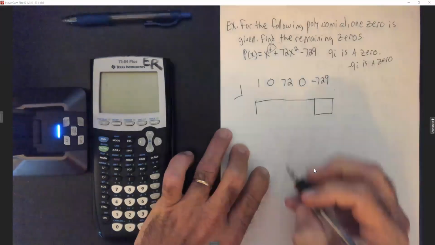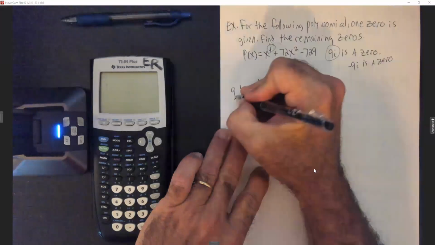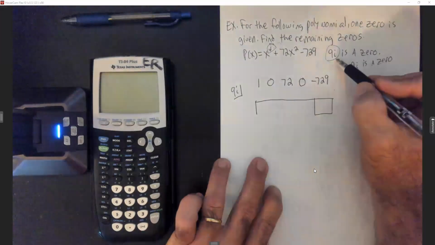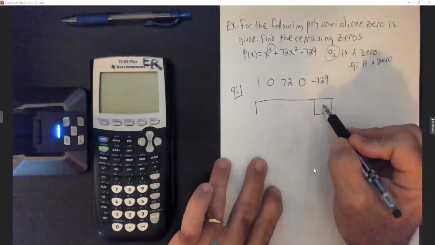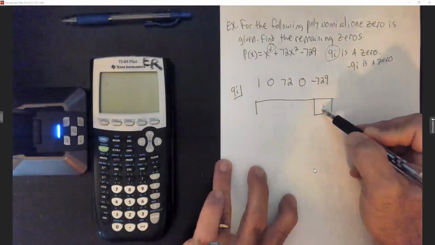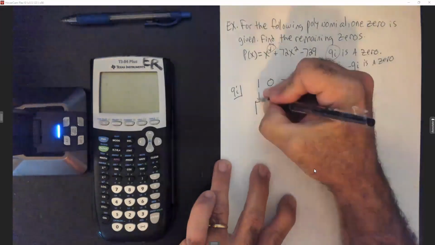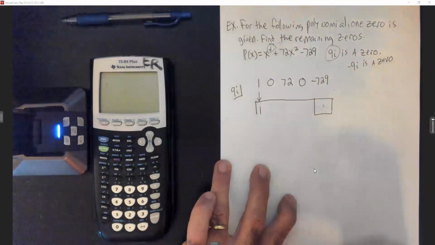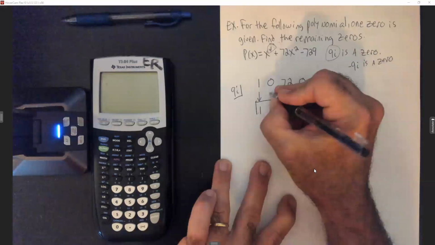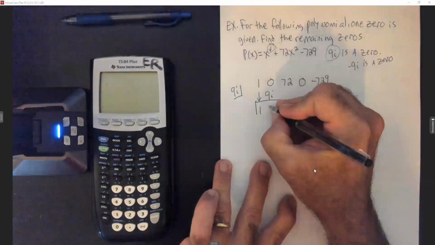So the first number I'm going to check is the one they gave me. They said 9i is a 0, so I'm going to start with 9i. Now remember, since 9i is a 0, when you get done with this, you better have a 0 remainder, because that's what it means to be a 0, okay? So watch this. The first number always goes straight down. Then we multiply. 1 times 9i is 9i. 0 plus 9i is 9i.